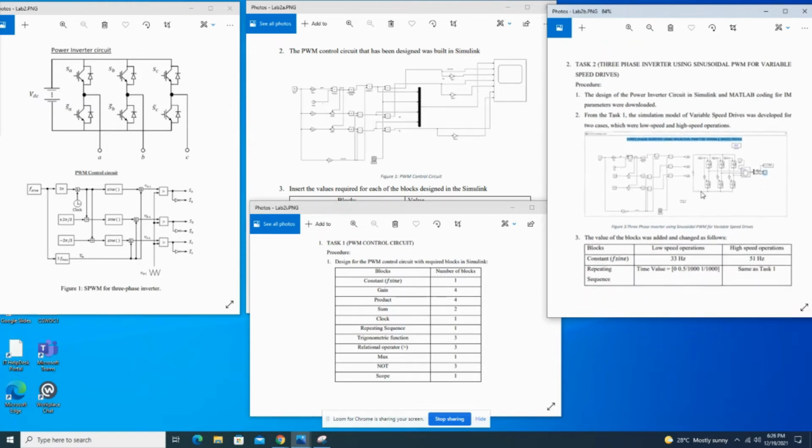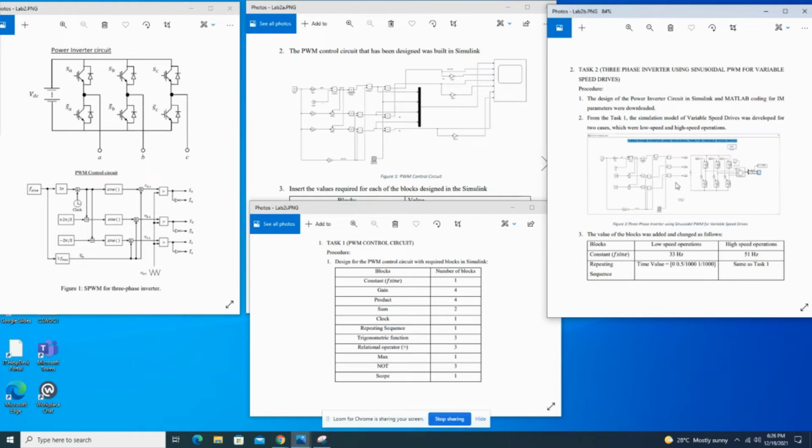Alright, next we'll go to task 3, which is how to improve the control circuit, which will be continued by the next partner. Thank you very much.